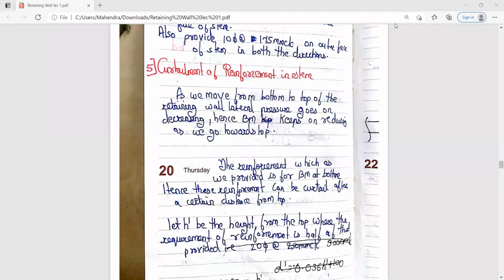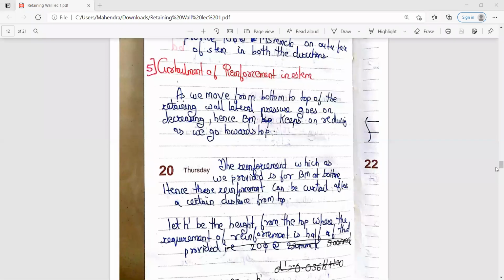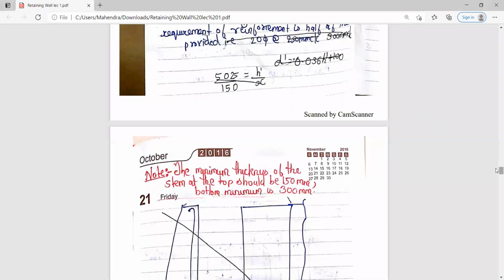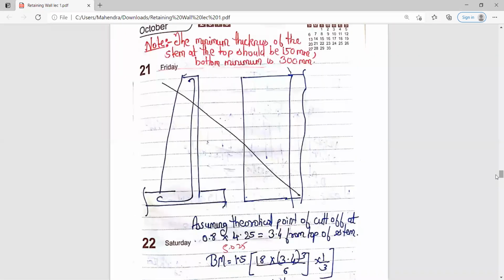Okay. So now write down or note that the minimum thickness of the stem at the top should be 150 mm and for the bottom the minimum should be 300 mm. Then after that you need to assume the theoretical point of cutoff at 0.8 into 4.25. This we are assuming as a theoretical point of cutoff from a certain height. So we get 3.4 from the top of the stem. So for the top 3.4 meter, we are going to calculate the bending moment from the top.